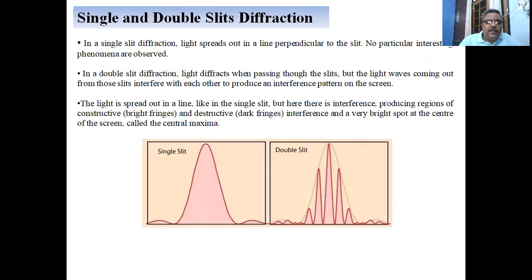We can see the difference between the pattern of the single and the double slits. In a single slit diffraction, light spreads out in a line perpendicular to the slit. No particular interference phenomena are observed.